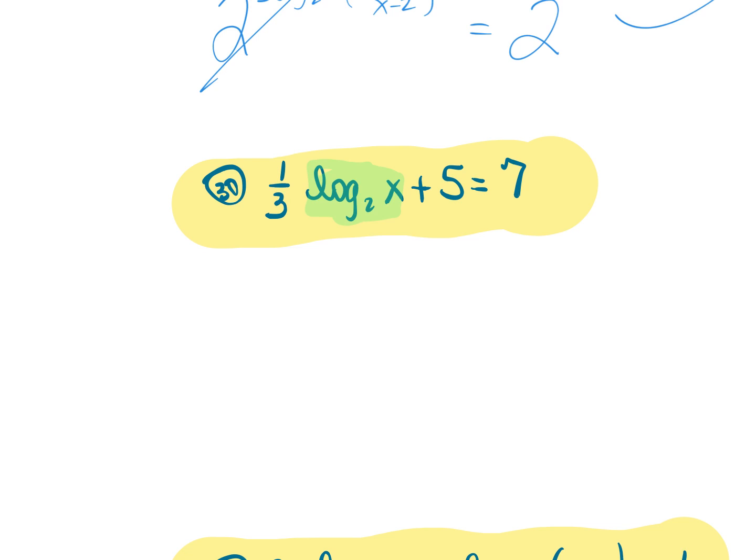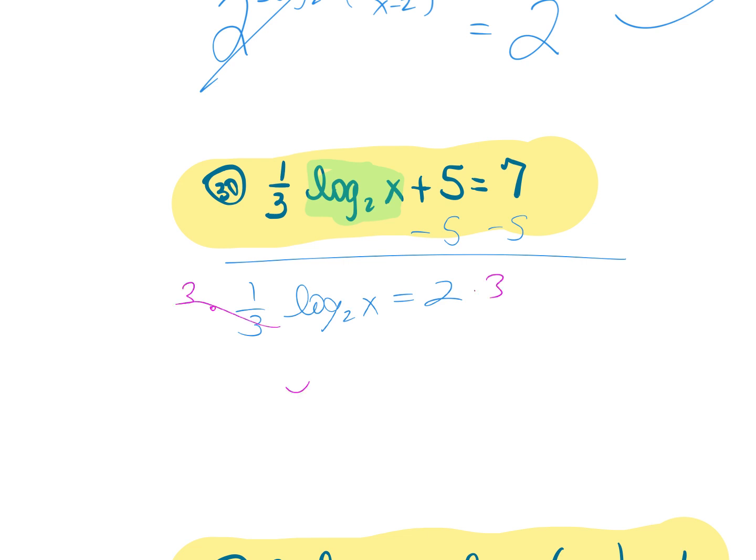I'm going to minus 5. You've got to get rid of your subtraction and addition first. So I have 1/3 log 2x equals 2. Now I do what? I multiply both sides by 3. Good, very good. So now you have log little 2x equals 6.